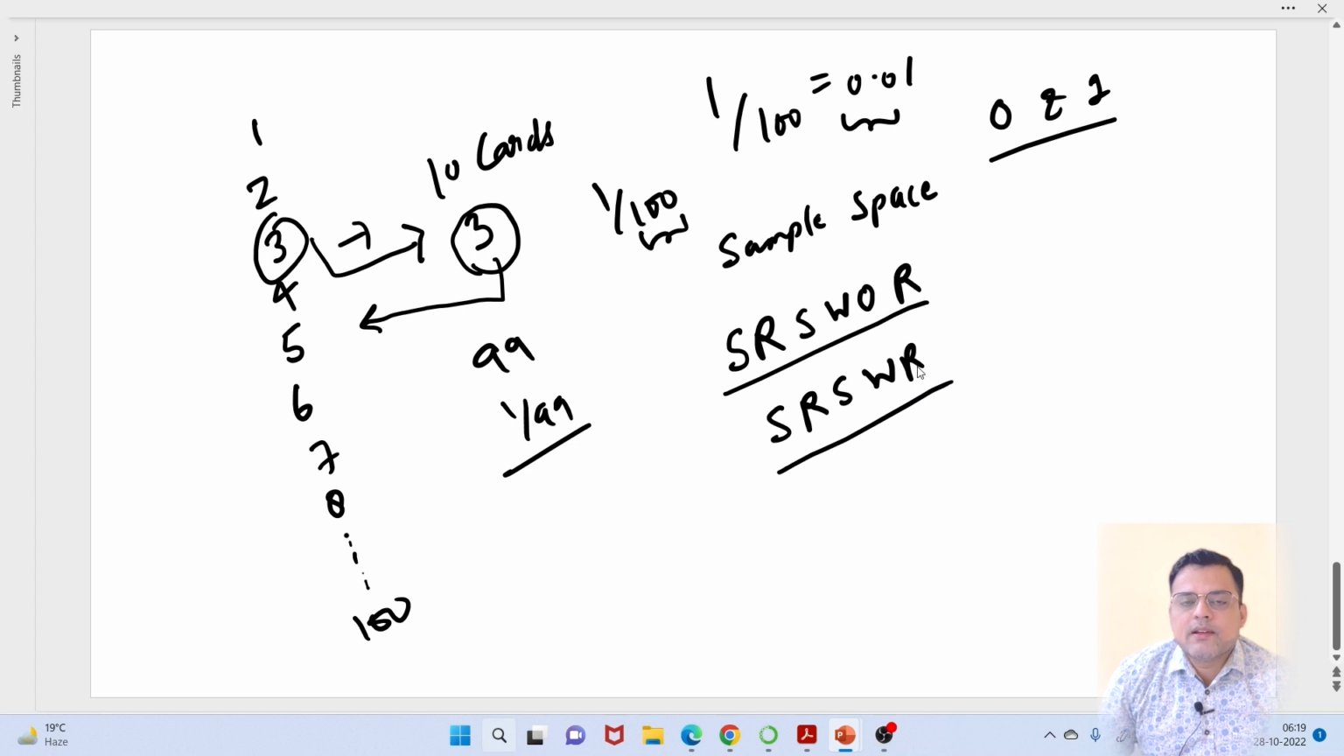And if I am putting the card back, it is called simple random sampling with replacement. When we are doing it with replacement, the chance of getting 3 selected again is the same. You might get 3 twice or thrice, it doesn't matter, it is a random selection. But if you are doing simple random sampling without replacement, then your sample space will keep on changing, and your probability will also keep on changing for each element after an element is pulled out. We will discuss the probability concept in more detail in tomorrow's session. But the idea is that simple random sampling is of two types: one without replacement and one with replacement.